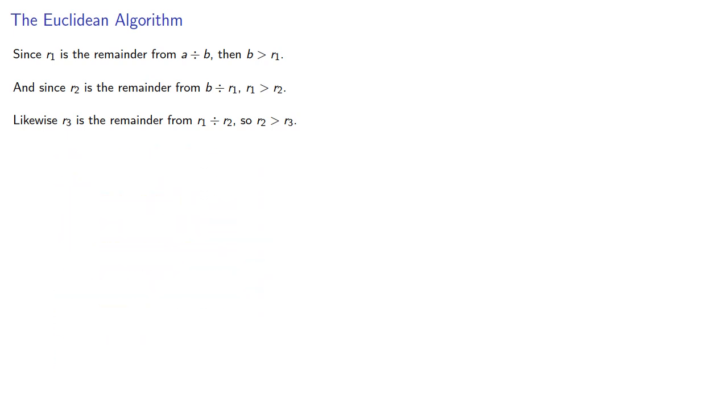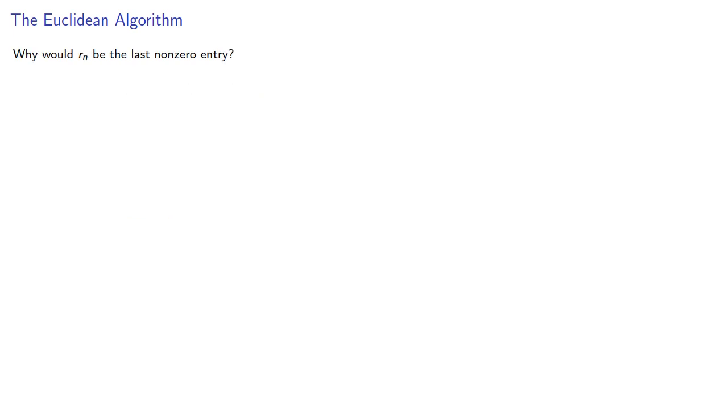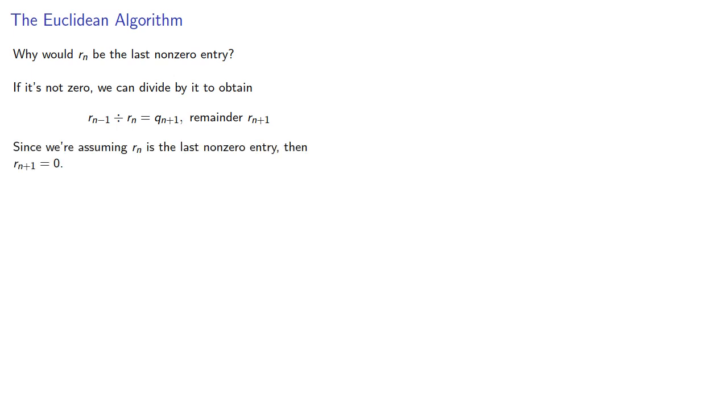And so B has to be greater than the first remainder, which has to be greater than the second, which has to be greater than the third, and so on, which is a descending sequence of whole numbers, which must have a last non-zero entry, which we'll call Rn. Now, why would Rn be the last non-zero entry? Well, note that if it's not 0, we can divide by it to obtain one more step. Since we're assuming Rn is the last non-zero entry, then the remainder after it must be 0.